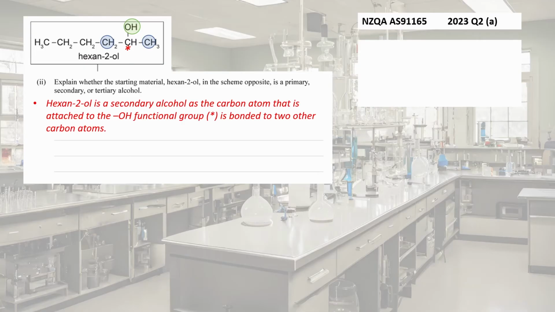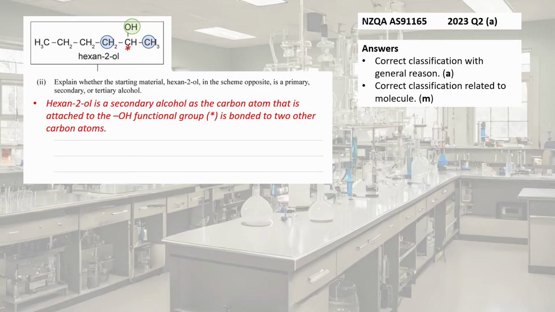Hexane 2-ol is a secondary alcohol, as the carbon atom that is attached to the OH functional group, that's the asterisk one, is bonded to 2 other carbons. Wow, that was a really quick answer here, and we get an achieved and a merit if we've practiced these questions. Notice a similar theme throughout all of these classification questions. If you practice them, you will do well at it. Okay, good luck, and we'll see you in the next video.